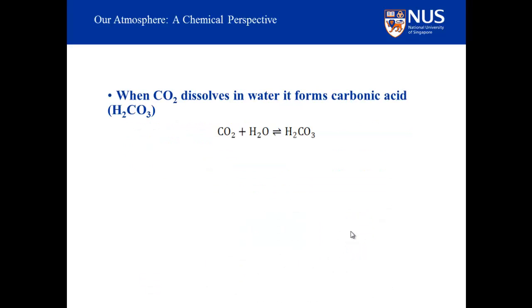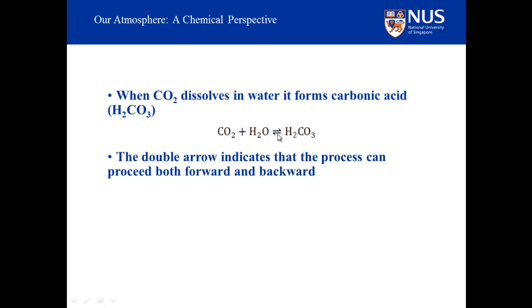In the oceans, inorganic carbon exists in a number of dissolved forms. When carbon dioxide dissolves with water, whether it be fresh water or seawater, carbonic acid is generated. So we have carbon dioxide plus water forming carbonic acid, H2CO3. The double arrow in this reaction indicates that the process can proceed both forward and backward.